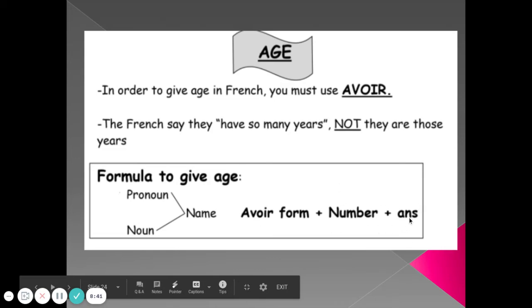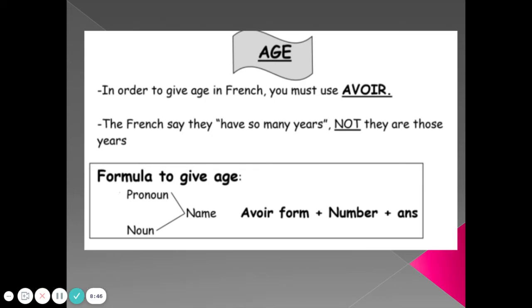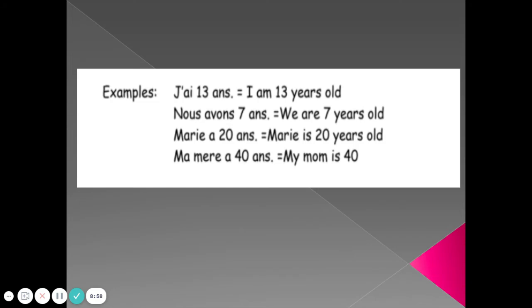If you don't have the word for years, you're saying, I have 5 what? You have 5 what? 5 cats, 5 dogs, 5 pizzas. What do you have 5 of? Years. Oh. So you need that word there. Example, j'ai 13 ans. I'm 13 years old. I have 13 years. Nous avons 7 ans. We are 7 years old. We have 7 years. Marie a 20 ans. Marie is 20 years old. She has 20 years. Ma mère a 40 ans. My mom is 40 years old. My mom is 40. My mom has 40 years.